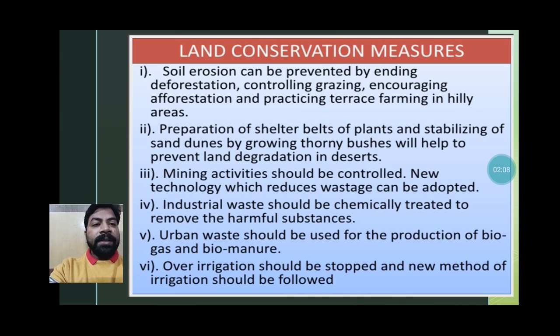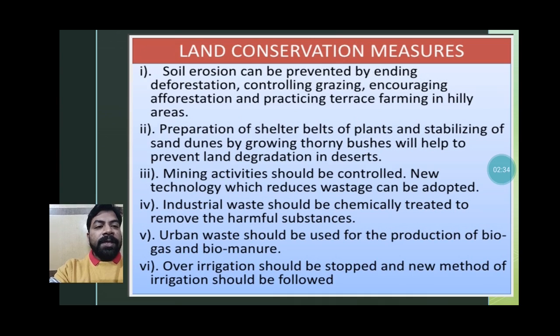Next, mining activity should be controlled. New technology which reduces wastage can be adopted. Mining activities are also responsible for land degradation, because they leave dust, and waste material is dumped onto the land. So these measures can be taken.